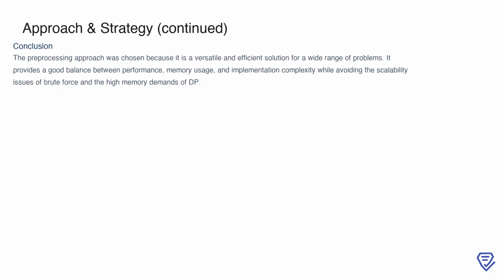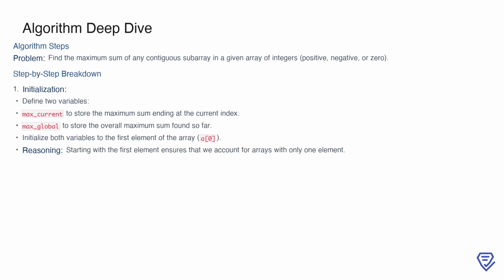To tackle the problem of finding the maximum sum of any contiguous subarray in a given array, we start by defining two key variables, max_current and max_global. Max_current represents the maximum sum of a subarray that ends at the current index, while max_global keeps track of the highest sum seen across all subarrays so far.